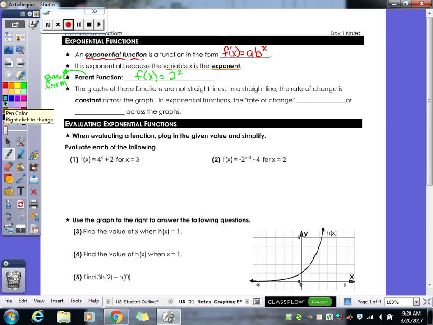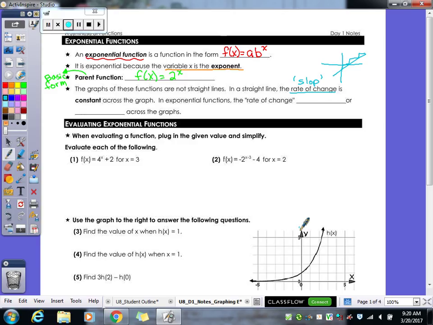So the graphs of these functions are not straight lines. In a straight line, your rate of change is constant. We've talked about that before. Remember, our rate of change is slope. If I have, for example, the graph of a line, I'm always going up and over, up and over, up and over the same amount. Our rate of change is always the same.